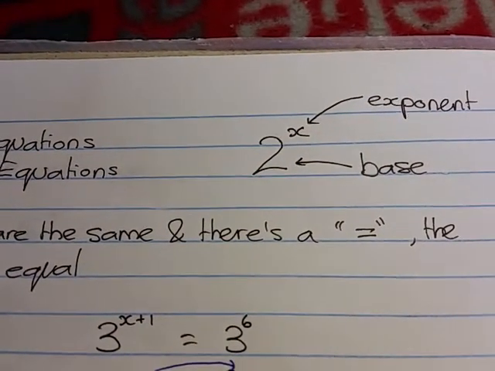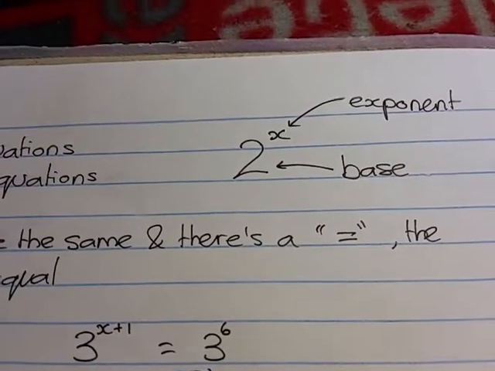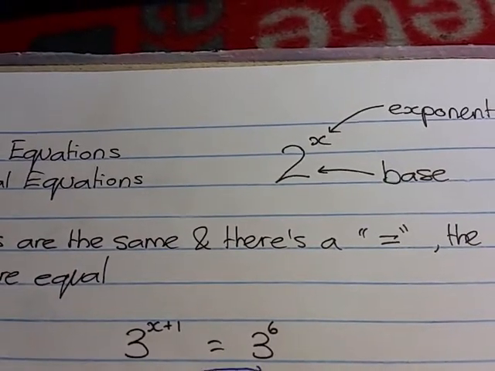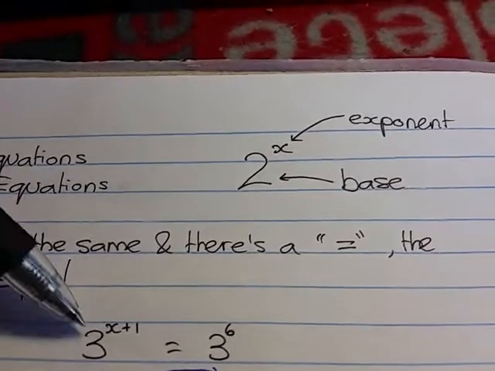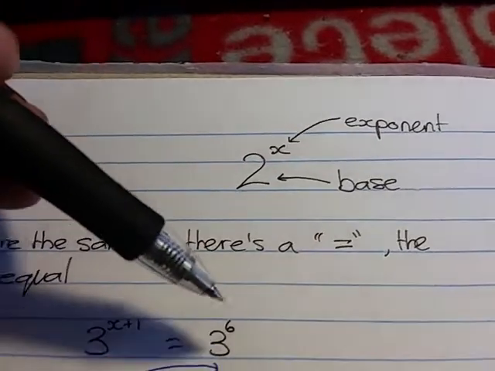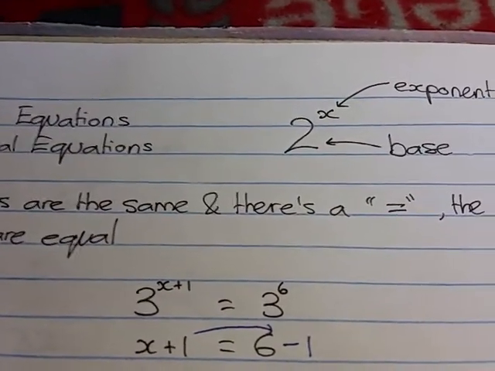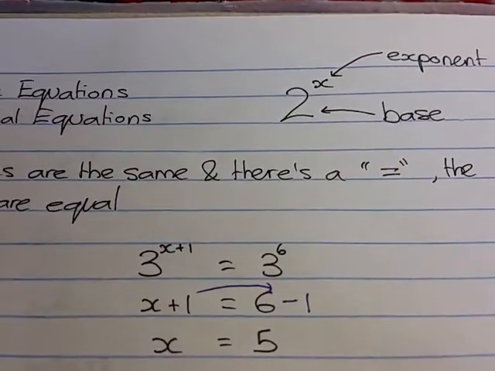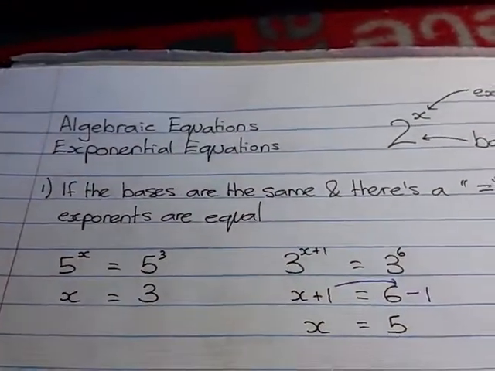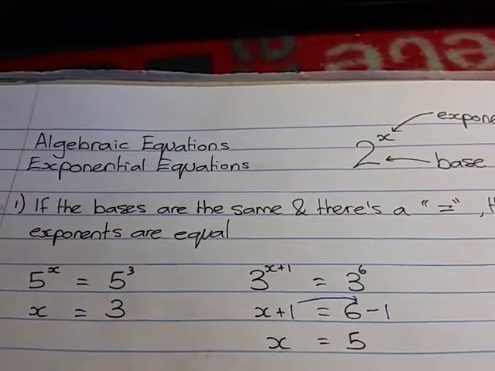Pretty straightforward. Try this one then. 3 to the power of x plus 1 equals 3 to the power of 6. Well, they both have base 3, don't they? And there's an equal sign, so that means their exponents are the same. And for this one, the exponent is the whole x plus 1. So that means x plus 1 equals 6. And then from there, you treat it like a normal algebraic equation. Take the 1 over to the other side, it becomes a minus 1, so therefore x equals 5. There you go. And that's examples of the most basic type of exponential equations.